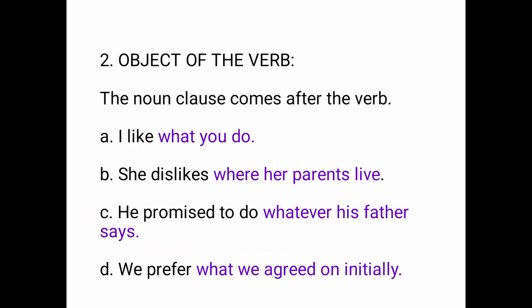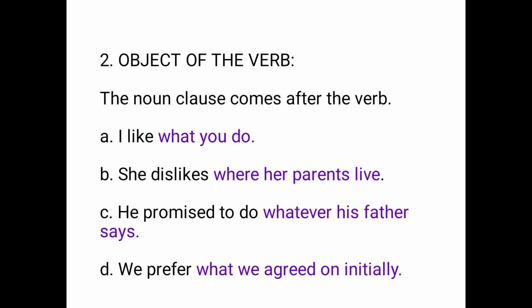Now let's go to the next one, which is the object of the verb. When we talk about the noun clause being the object of the verb, here we are saying that the noun clause comes after the verb. Remember, the object is the receiver of the action, whereas the subject is the doer of the action. So when the noun clause comes after the verb, it shows that that is the object of the verb, the receiver of the action. Now let's look at these examples.